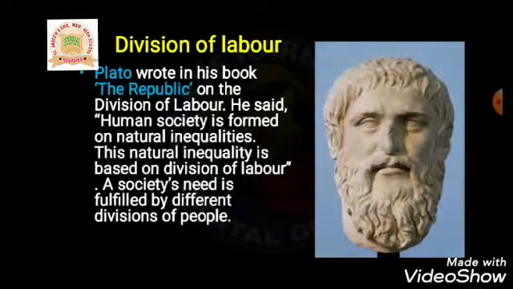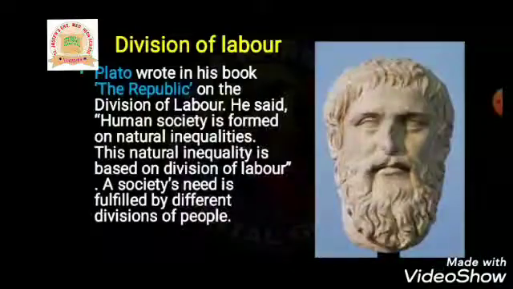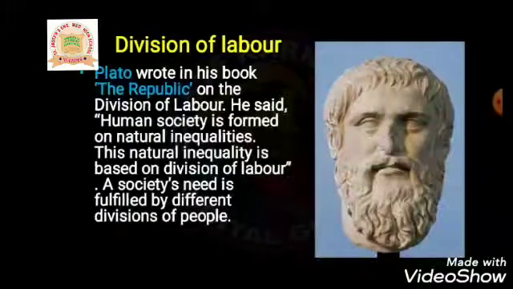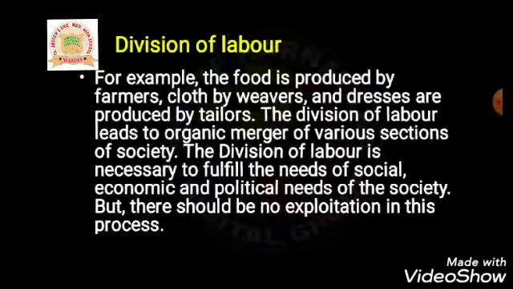But remember, a society's needs can only be fulfilled by different divisions of labor. Without the division of labor, we are unable to fulfill the needs of society. So, let me give an example so we can understand what exactly division of labor means. The food, whatever is there, is produced by the farmers in the agriculture farms, clothes are made by the weavers, and dresses are made by the tailors. It means that we find different kinds of division of labor in our society.